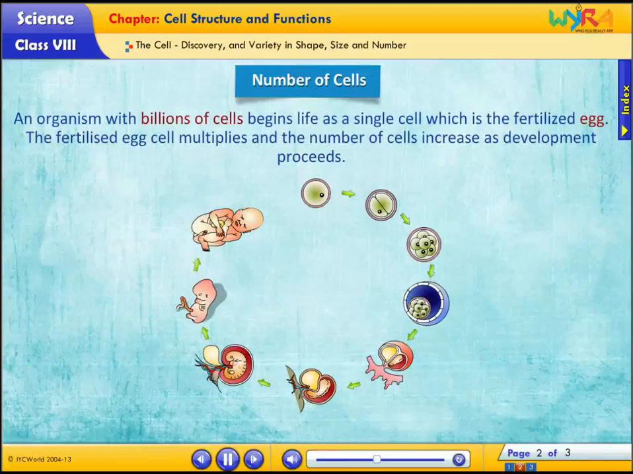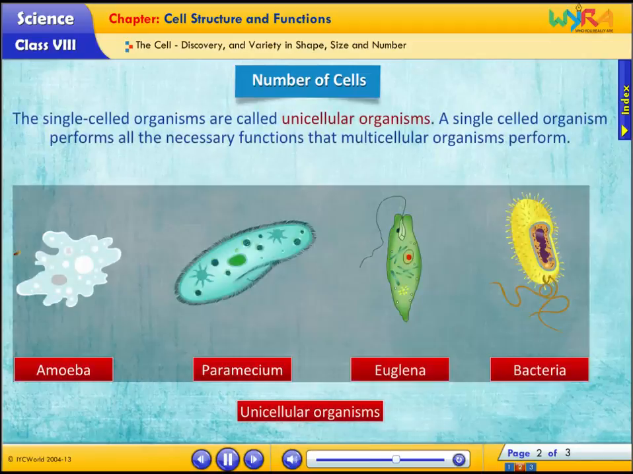An organism with billions of cells begins life as a single cell, which is the fertilized egg. The fertilized egg cell multiplies and the number of cells increases as development proceeds. The single-celled organisms are called unicellular organisms. A single-celled organism performs all the necessary functions that multicellular organisms perform.